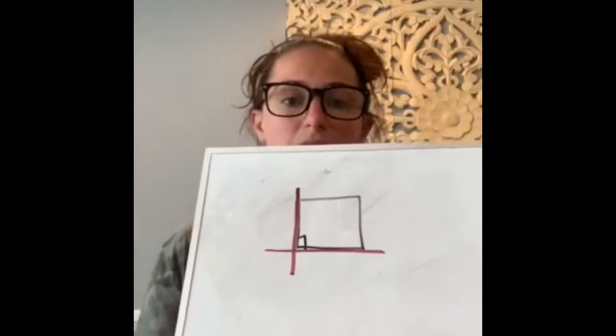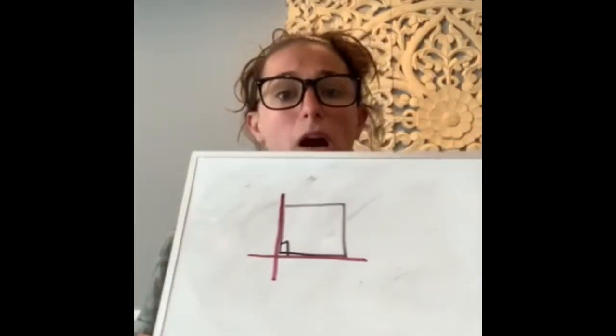So often you're going to see perpendicular lines in squares and rectangles, because those all have 90-degree angles, as you can see here. So remember, parallel, the lines never meet. Intersecting, the lines do meet, but they are not 90 degrees. And then perpendicular lines, they meet and they form 90-degree angles.